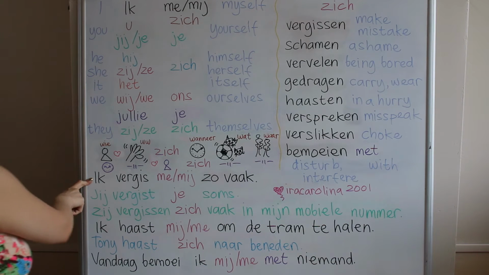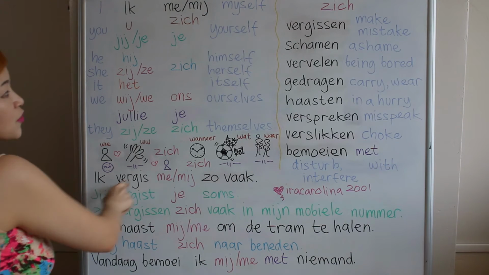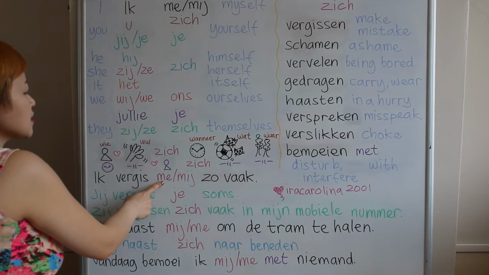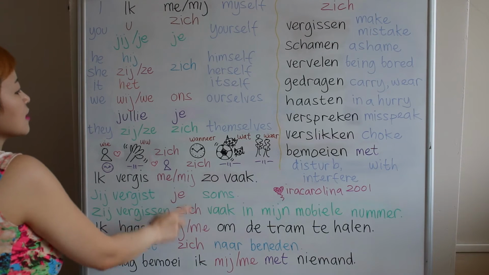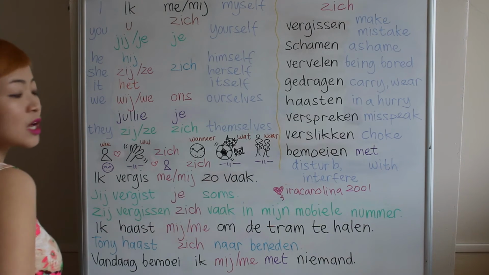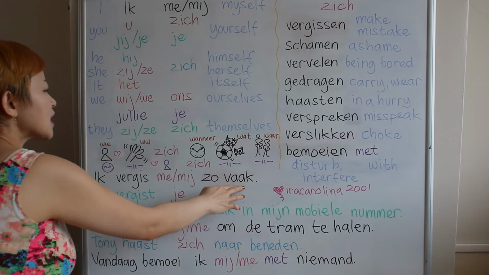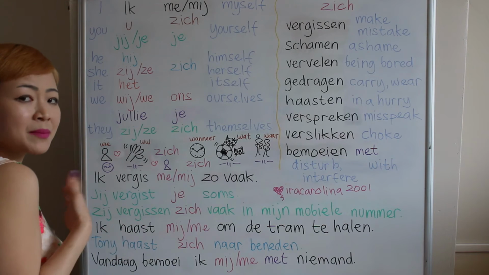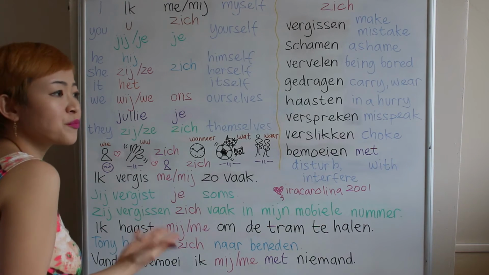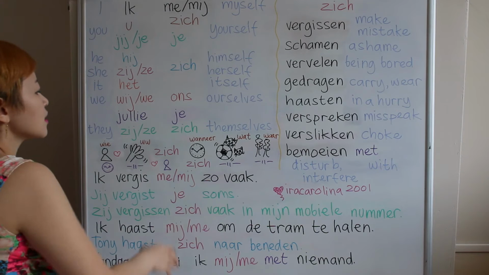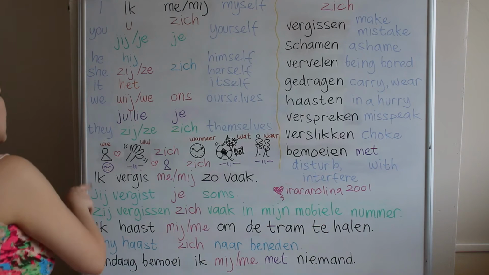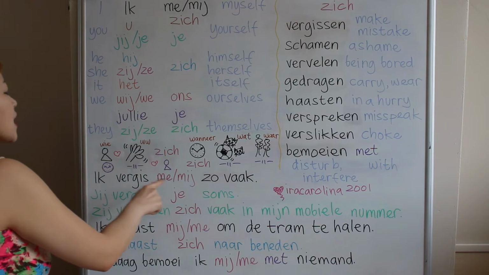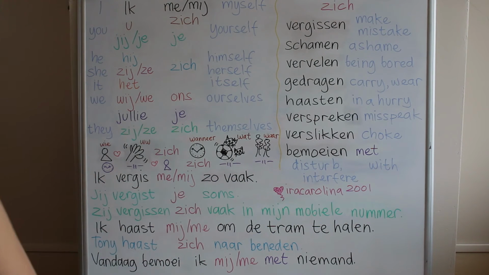Ik, I, vergis is from vergissen, make mistake. Me or mij, zo is so, vaak, often. I make mistakes by myself, or I myself may make mistakes so often. Ik vergis me zo vaak. Ik vergis mij zo vaak.